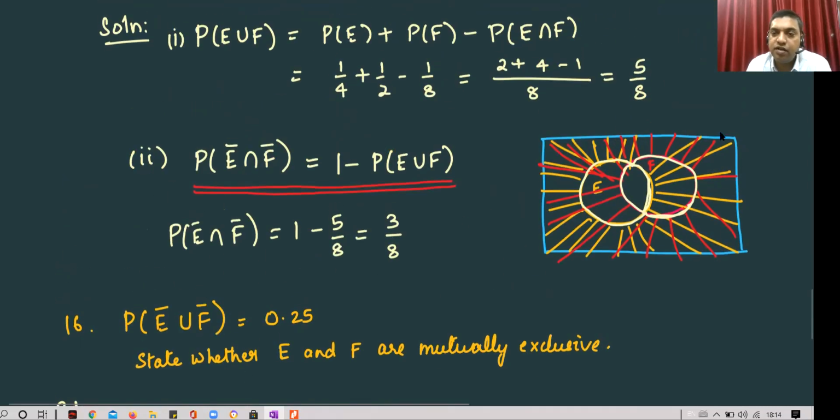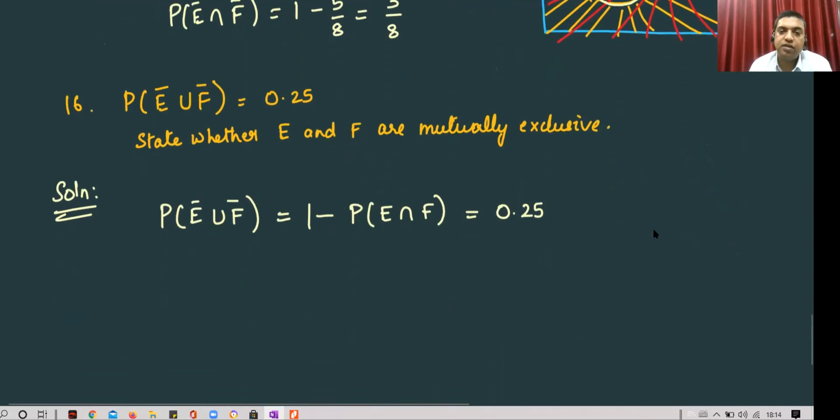That means this entire shaded portion is 0.25, which implies P of E intersection F will be 1 minus 0.25, which is 0.75.